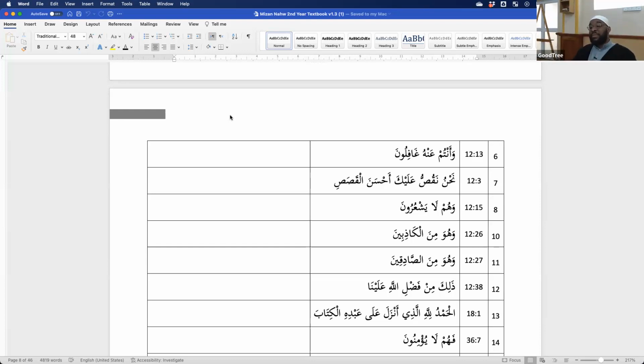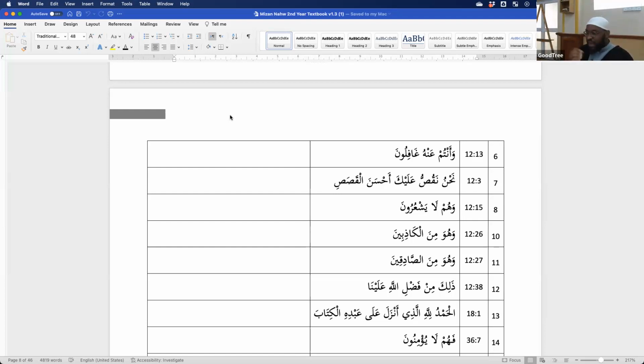وَاتَّبَعْتُ مِلَّةَ آبَائِي إِبْرَاهِيمَ وَإِسْحَاقَ وَيَعْقُوبَ. مَا كَانَ لَنَا أَن نُشْرِكَ بِاللَّهِ مِنْ شَيْءٍ. It's not appropriate that we associate any partners with Allah. ذَلِكَ مِنْ فَضْلِ اللَّهِ عَلَيْنَا وَعَلَى النَّاسِ. That is from Allah's favor upon us. وَعَلَى النَّاسِ. And Allah favors everyone.